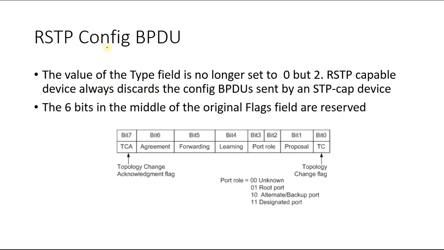Okay, this is the RSTP config BPDU. It's quite interesting and quite awesome. The value of the type field is no longer set to 0 but 2. An RSTP-capable device always discards the config BPDU sent by an STP-capable device. This is the TCA bit 7, and bit 0 is the topology change flag. This is proposal, port role, learning, forwarding, agreement. We will talk about the proposal and the agreement in the next slide. The 6 bits in the middle of the original flag field are reserved.